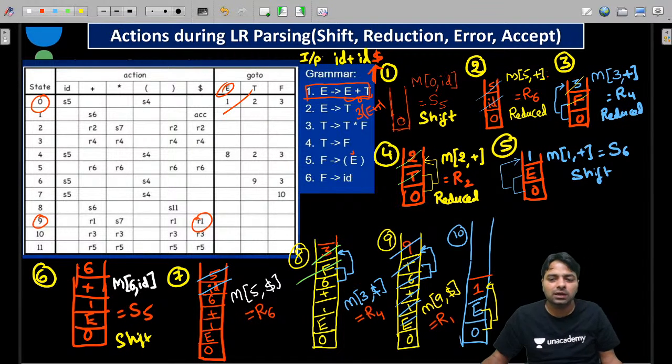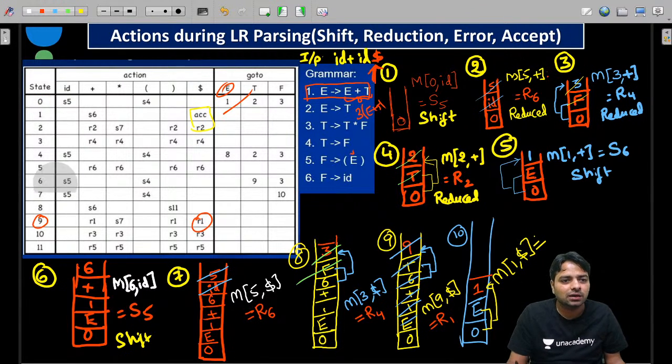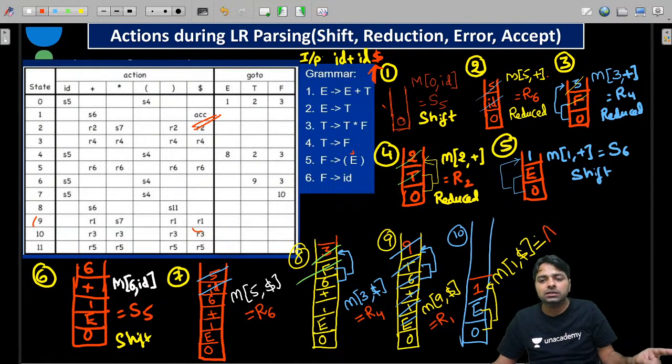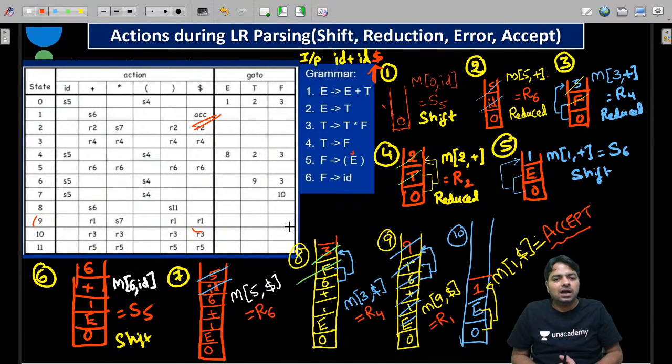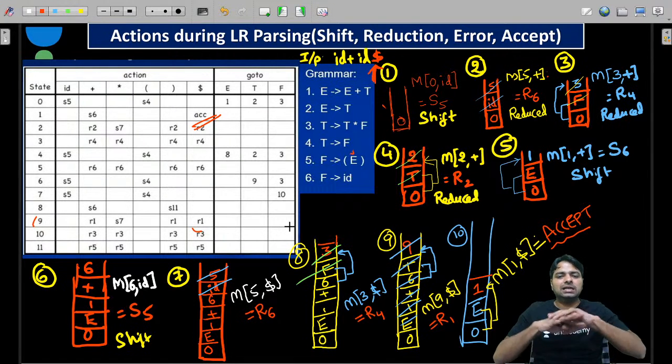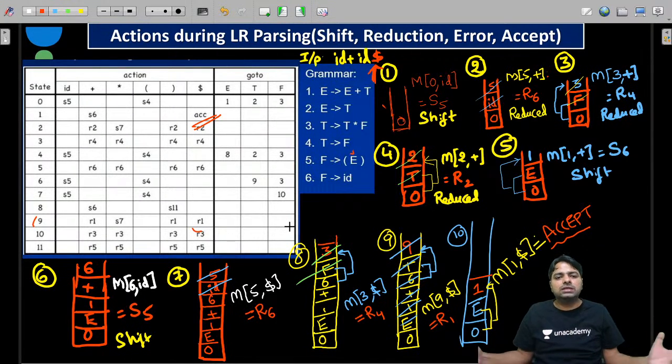Now look at your table. M of 1 comma dollar is going to be accept. Now it's going to accept. That means there is no syntax error. Other than the accept, if you go to a blank, then it is a syntax error. The remaining blanks, all the blank entries correspond to error. So this is how the LR parsing happens, guys. That means ID plus ID is syntactically correct, and your program has no syntax error.